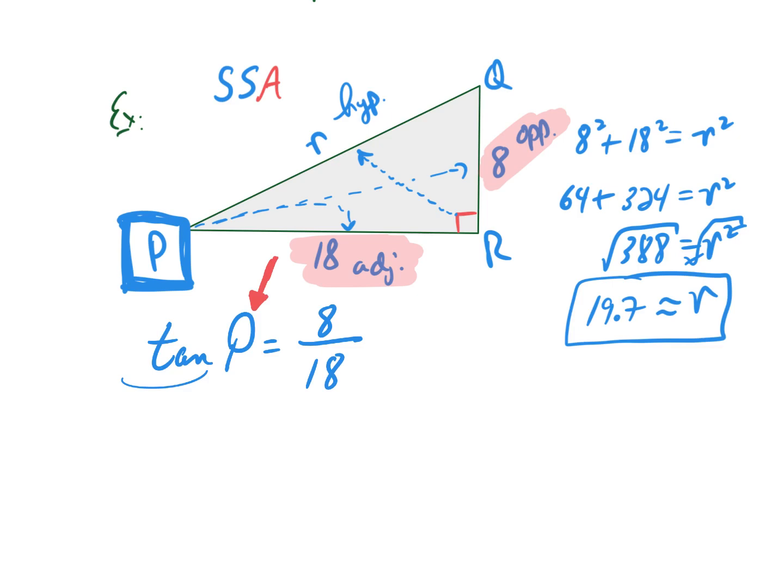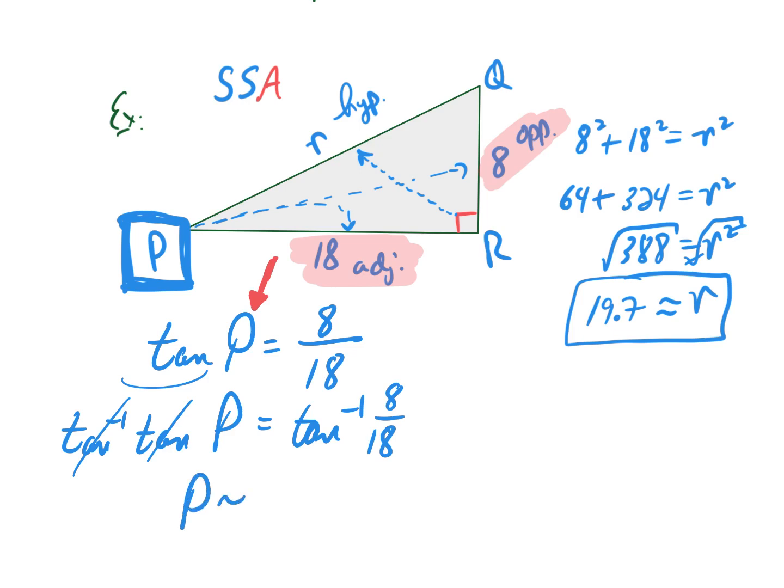And how do we get rid of a tangent? We do the inverse. And so therefore we take the inverse tangent of the left-hand side, and whatever you do on the left-hand side, you also have to do the same thing on the right-hand side. Whatever you do on one side, you got to do on the other. Inverse tangent and tangent are inverses of each other. So it's like multiplying and dividing by 4, adding and subtracting 11. They cancel each other out. And what we're left with then is P is equal to the inverse tangent of 8 over 18.